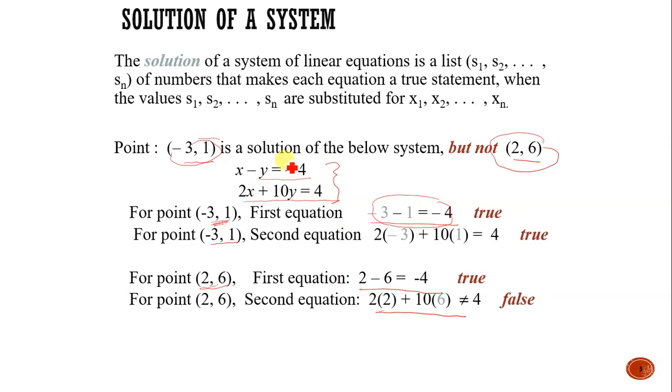Okay, so here we have two variables, so this point satisfies these two equations. If we have a system of linear equations in 3 variables and 3 equations, then our point will satisfy all these 3 equations. Okay, so this is the solution of a system.